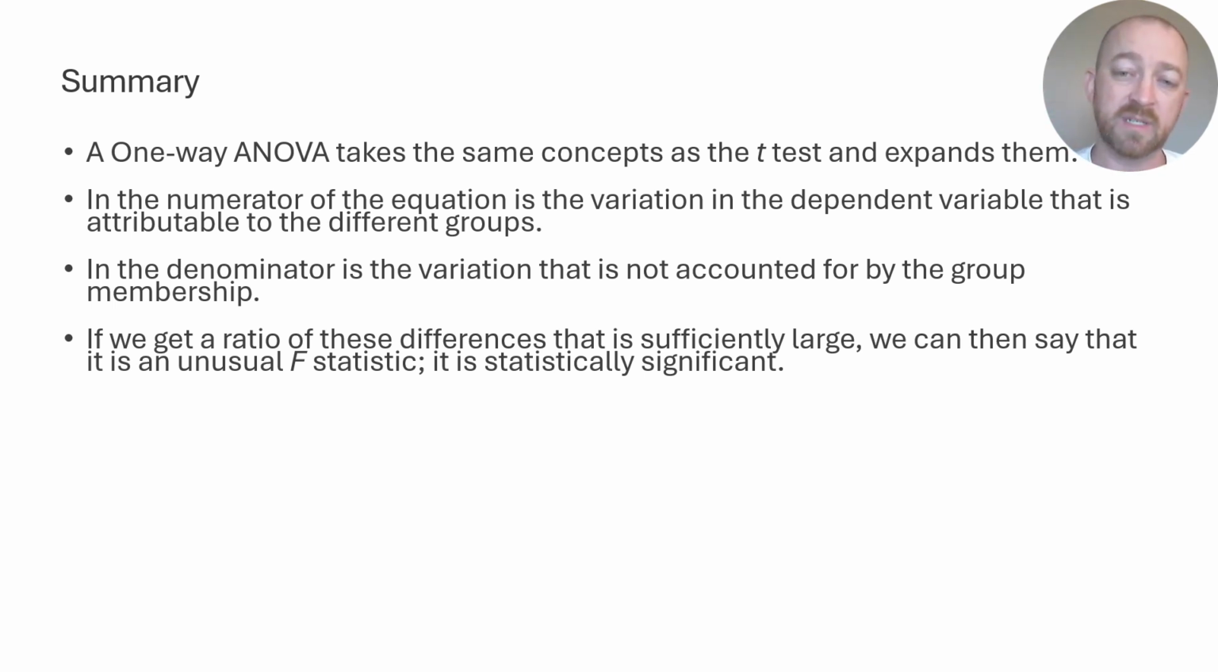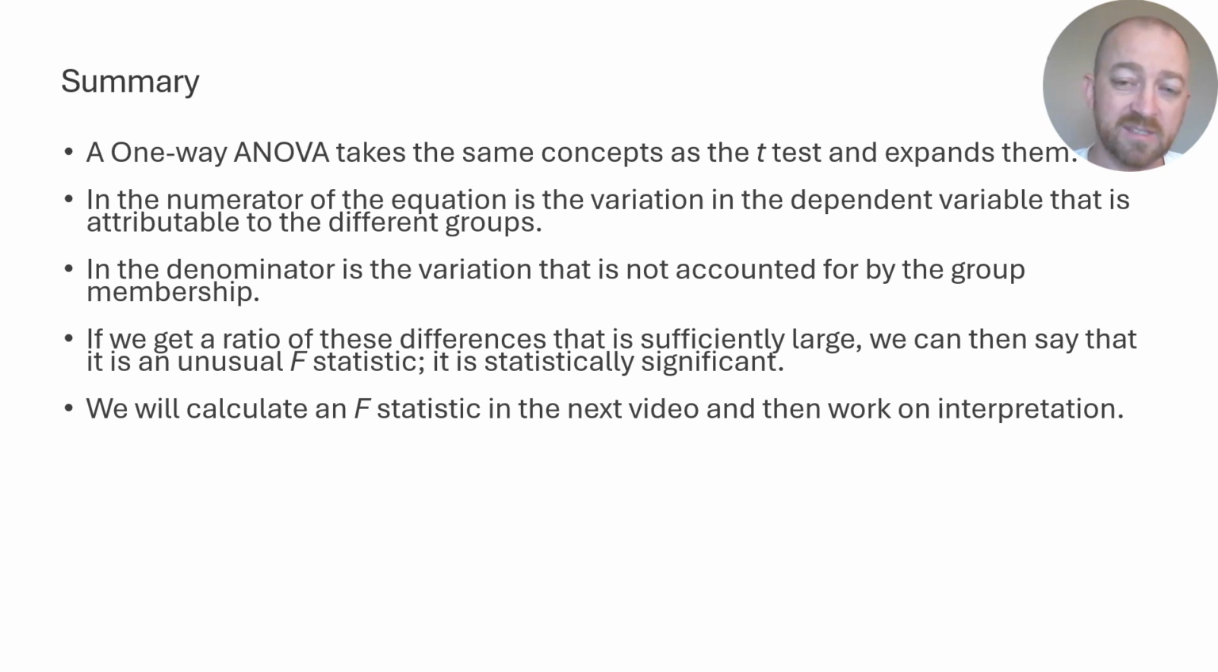When we get the ratio of the numerator and the denominator, that is our F statistic. If it's sufficiently large, we can reject our null hypothesis. We can say there was an influence of our independent variable on the dependent variable, and it was not likely to have been just an anomaly. Okay, statistically significant. Now we'll calculate an actual F statistic in the next video, and I will see you then. Then we'll work on interpretation.